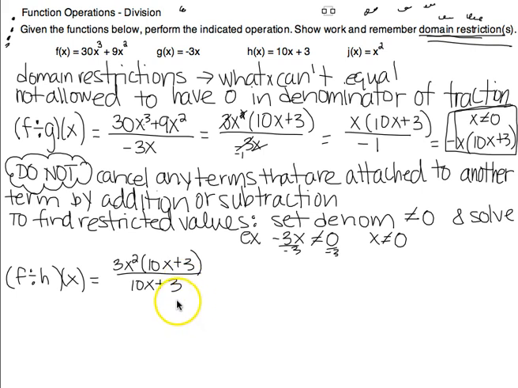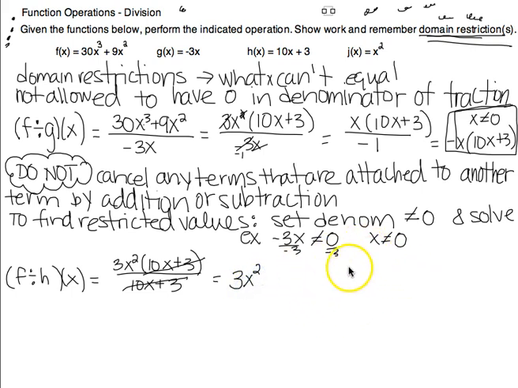The reason why I picked this one is because this 10x and this 3 are attached to each other by addition, meaning you cannot just hack off the 10x or hack off the 3. They're attached to each other. But because in this case, the denominator has the exact same thing, what you can do is cancel that entire term. So 10x plus 3 here is eligible to be canceled with this 10x plus 3 that's here because the 10x plus 3 in the numerator is separated from the rest of it by multiplication. So it's fair game. So when we simplify, that just gives us 3x squared for our function.